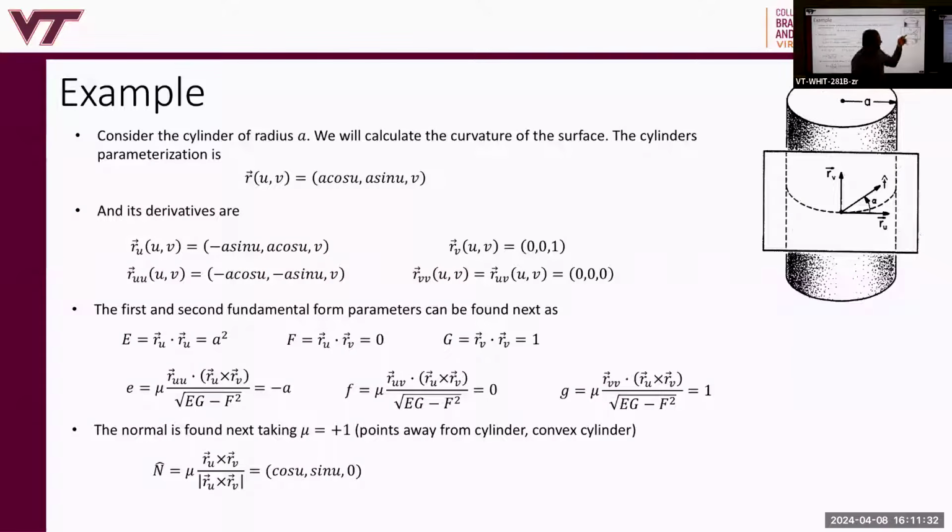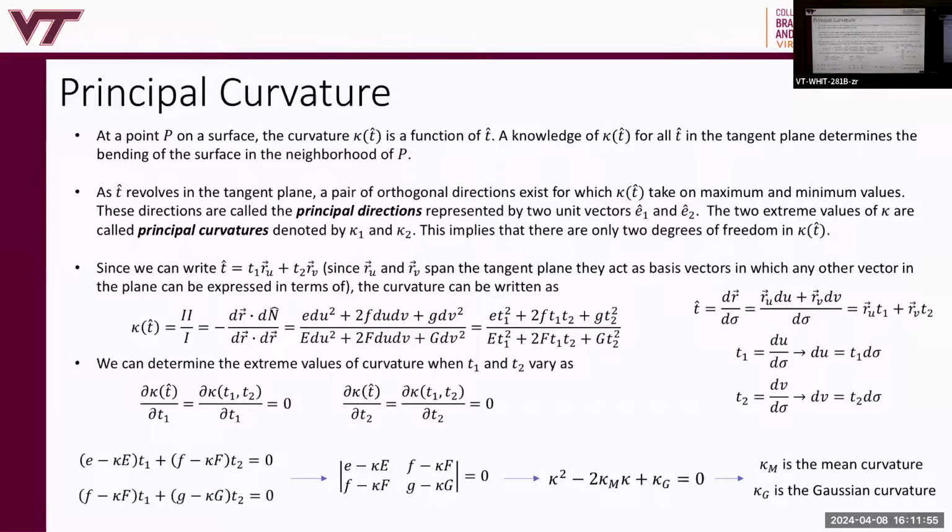So 1 over A is the maximum curvature, right? The minimum curvature is obviously 0. So the 2 principal directions are, in this case, RU and RV, right? Principal directions RU and RV for the cylinder, and the principal curvatures 1 over A and 0. So the maximum and minimum curvature directions, right? Okay, good. So that implies there are only 2 degrees of freedom in kappa, and we'll see how we utilize that fact.